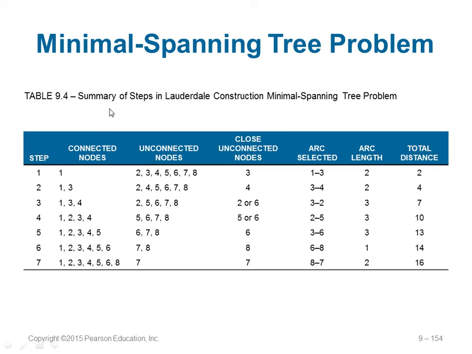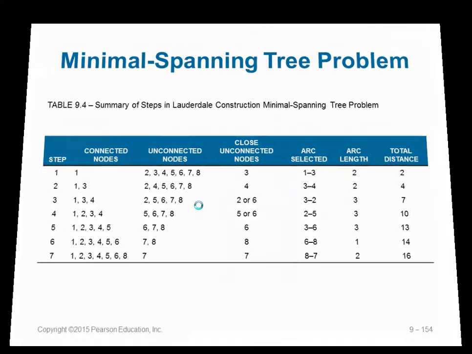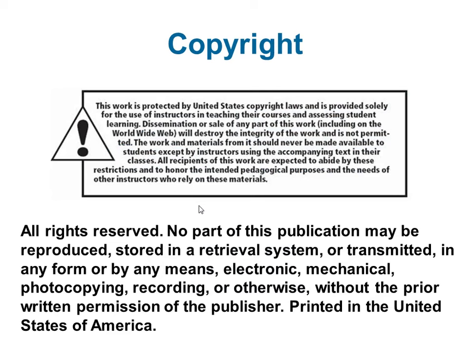Start with 1, okay? Then the unconnected nodes are given. Then the closest one is number 3, which is not connected, so add it to the list. Then you can see the length, and you calculate the total distance as well. So at the end, you will find the total distance to reach every node in the list. So the unconnected nodes list is reduced because we don't want to add the same node more than once. Again, you can solve it.